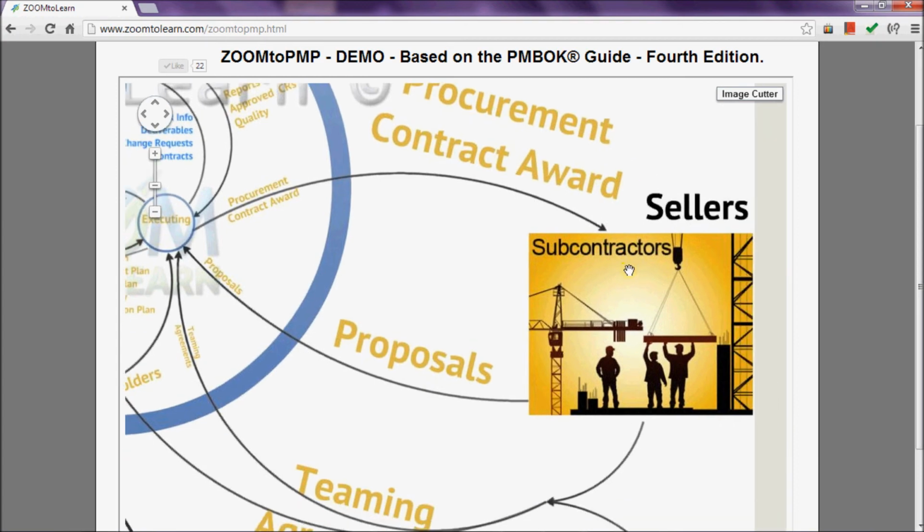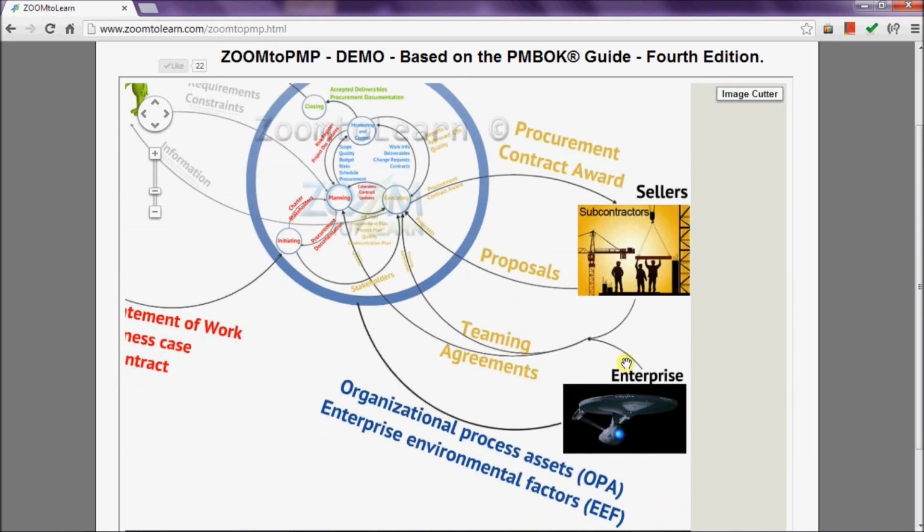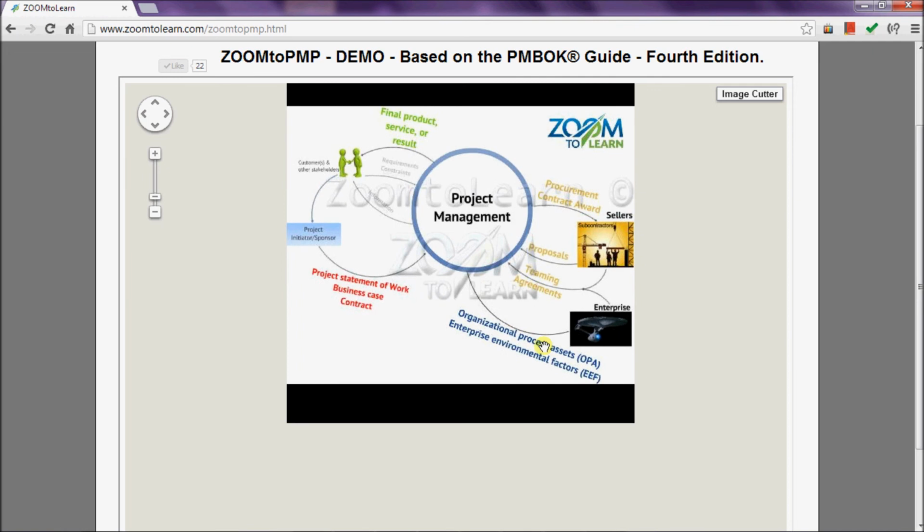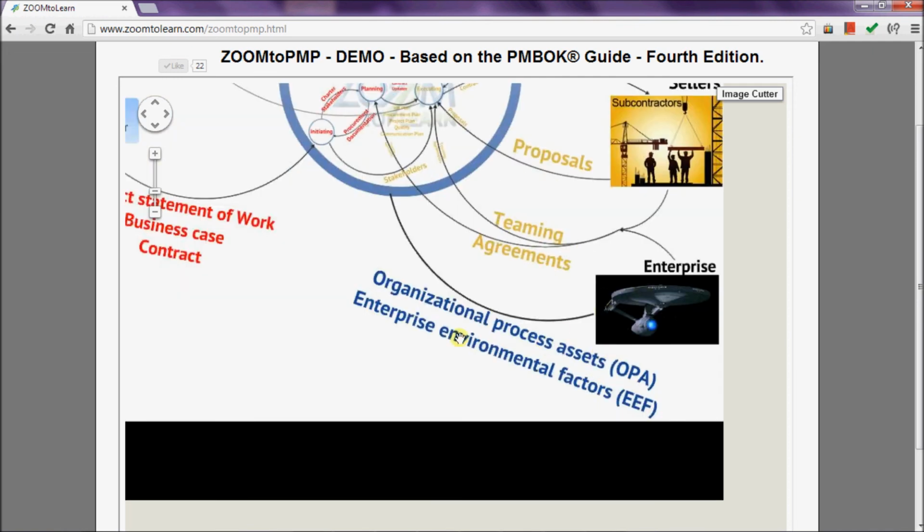Then, sellers and enterprise come together and provide the project with human resources. Sometimes sellers may provide some deliverables directly as well. Enterprise also provides the project team with organizational process assets and enterprise environmental factors to ensure projects within the enterprise satisfy certain quality standards and delivery standards and comply with legal regulations and enterprise regulations.